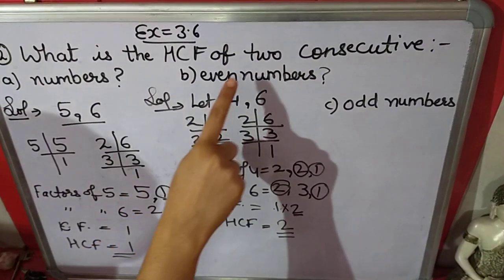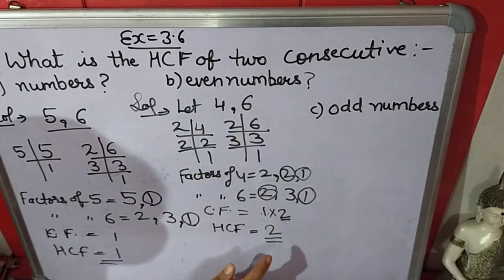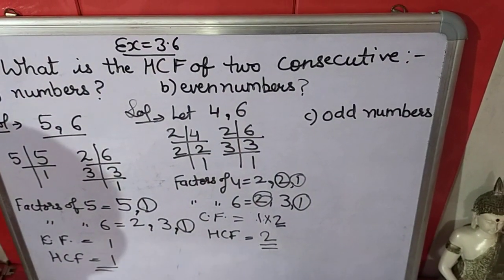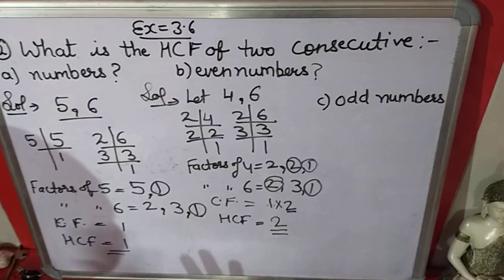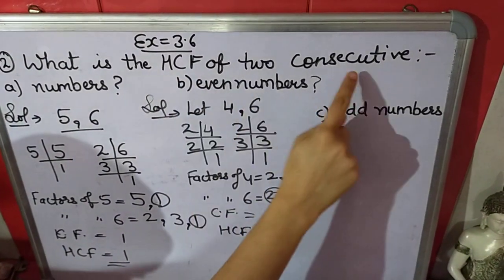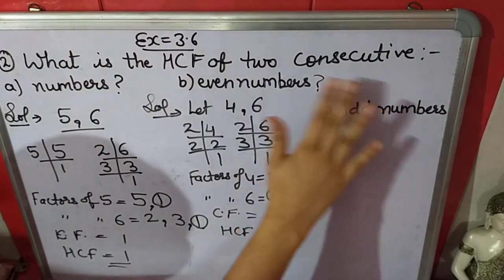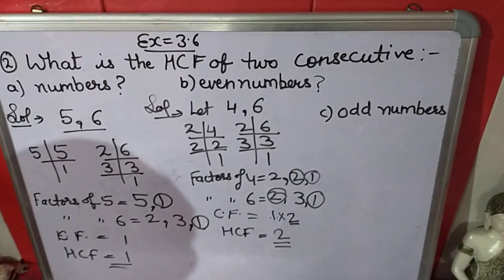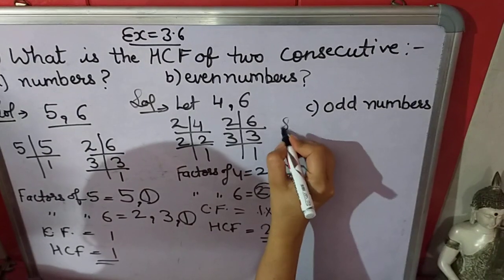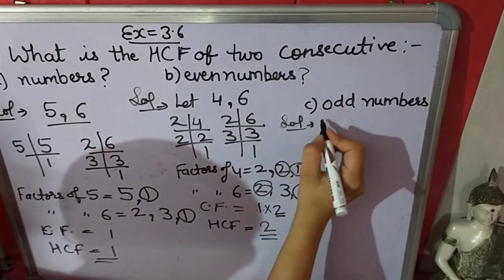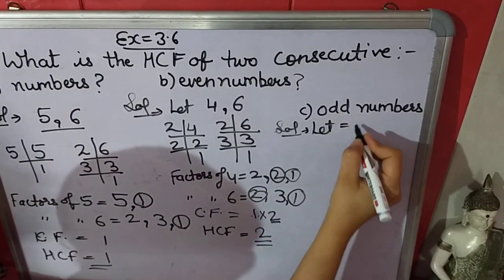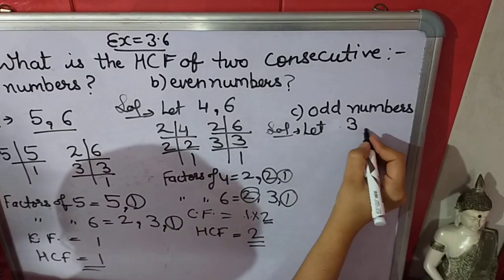So HCF of two consecutive even numbers is 2. Now we will take HCF of two consecutive odd numbers. So we will take any two odd numbers, consecutive odd numbers. Like I am taking 3 and 5.